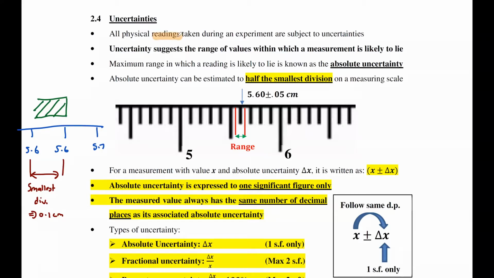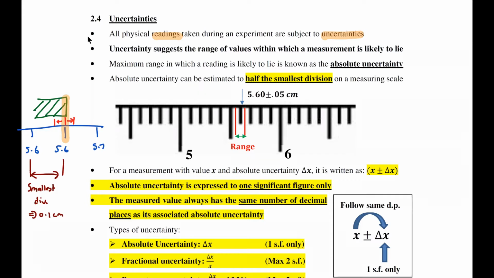All readings or measurements taken from a measuring instrument are subject to uncertainties. Uncertainties arise when the quantity that we are measuring does not fall exactly on the scale reading of our instrument. Take, for example, the length measurement that we have here. We can see that the edge of the object is approximately at 5.6 centimeter. But how sure are we that the edge of the object is exactly at 5.6 centimeter? It could be slightly more than that, or it could be slightly less than that.